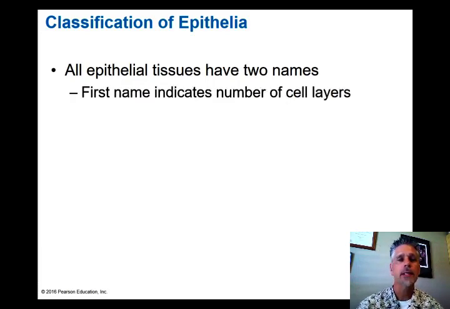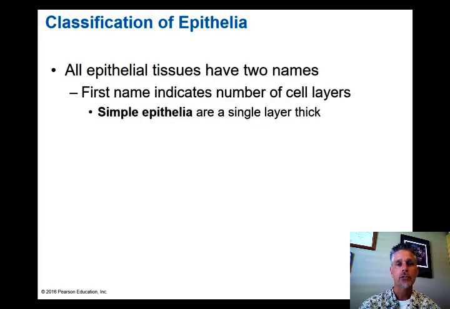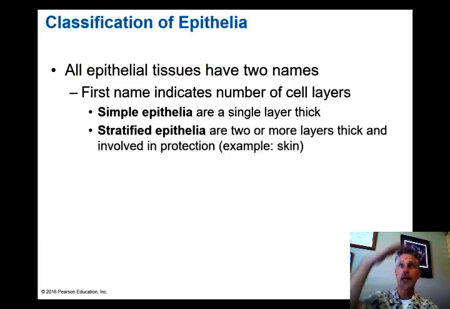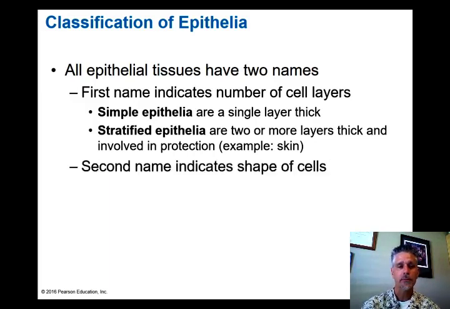The first name indicates the number of cell layers. So if it's one, we call it simple, just one cell layer thick, very thin. And if it has more than one, we call it stratified. So think about the strata along the walls of the Grand Canyon, right? You can see those layers of rock or strata. Now, how many strata we have is different depending on the function of the tissue. All right, so first name, number of cell layers, simple or stratified. There's always exceptions to the rule there in terms of that, but we'll see that coming up.